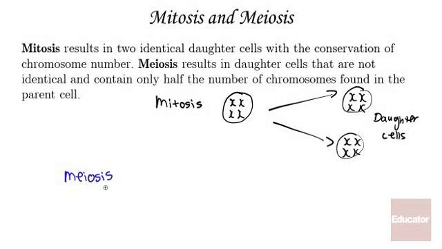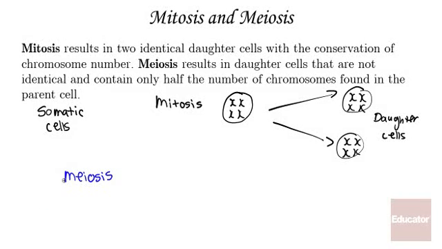Meiosis occurs to produce gametes. So mitosis produces somatic cells. Somatic cells are all the cells in the body that are not reproductive cells. Liver cells are somatic cells. The cells in your eye, your skin, your kidney, those are all somatic cells. They're just the regular cells of the body.